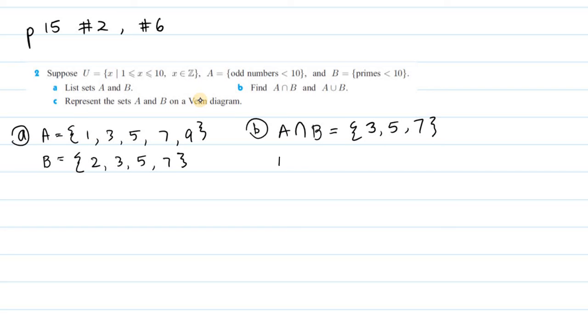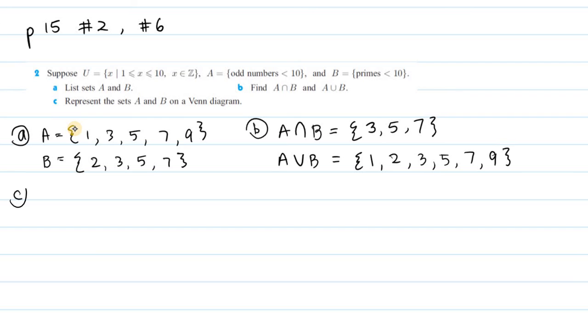For the union, A union B, recall that union means all of the parts of each category, of each set, without repeating. So A contains 1, B contains 2, they all contain 3, 5, and 7, and A also contains 9. So that's all of the values that were in both sets without repeating them.